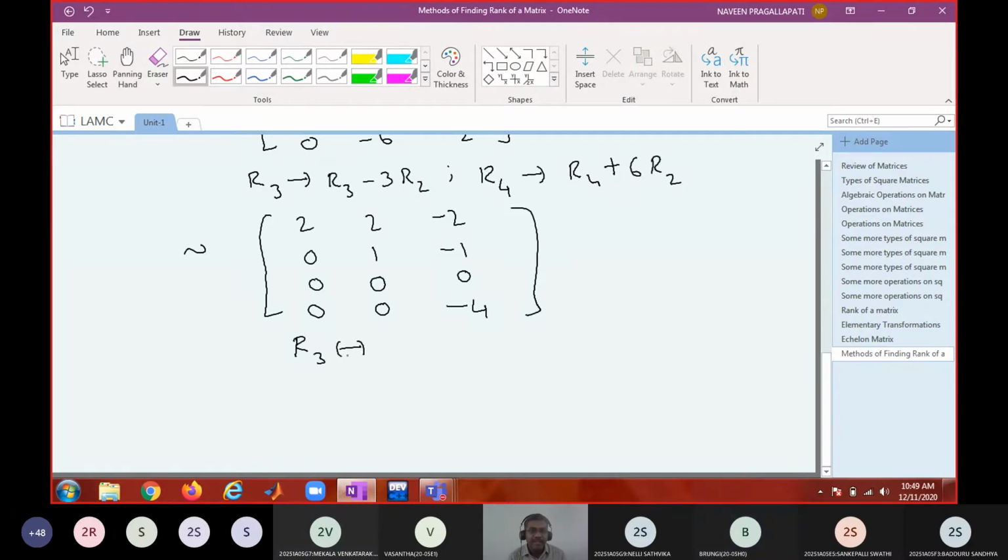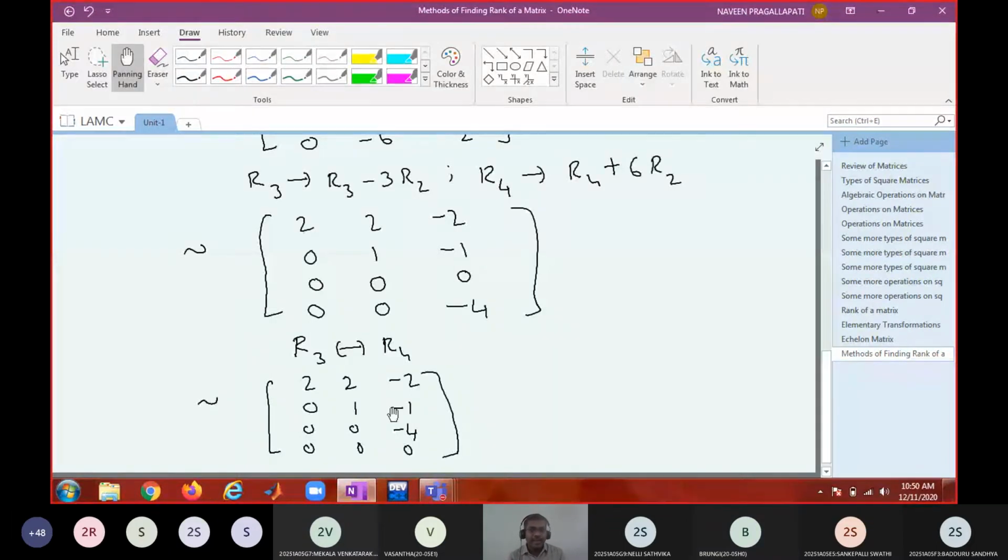Interchange R3 with R4. So what do I get? 2, 2, minus 2, 0, 1, minus 1, minus 1. 0, 0, 0, minus 4. 0, 0, 0, 0. Is that okay? Yes. Now come to the last row.